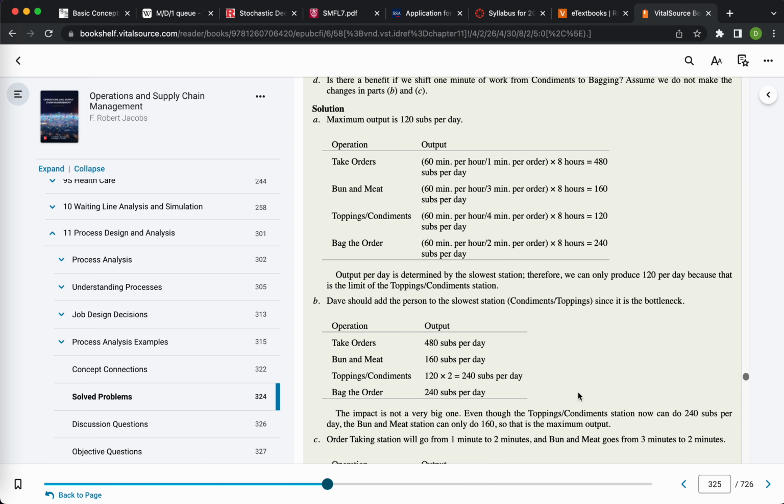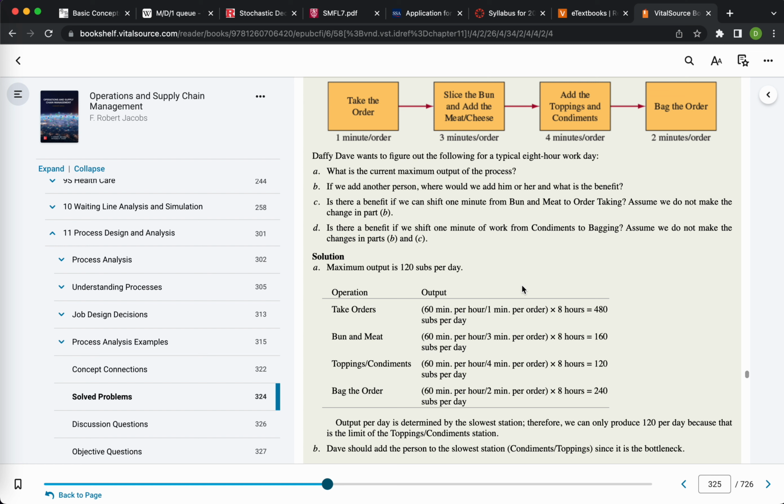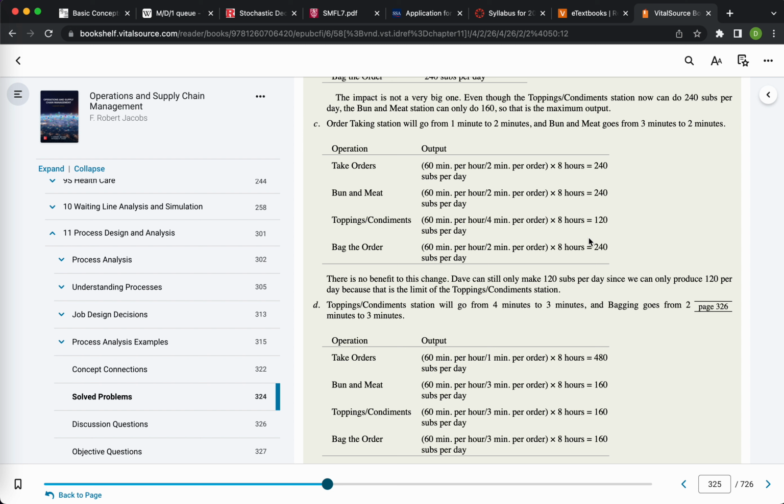Now, if the order taking station goes from 1 to 2 minutes and bun and meat goes from 3 to 2 minutes, then what happens? So if order taking goes from 1 to 2 minutes, bun and meat goes from 3 to 2 minutes, and you're adding two people here, everything now takes 2 minutes essentially. So all the different parts of the process will be 2 minutes. If you don't have two of these, this is still the bottleneck.